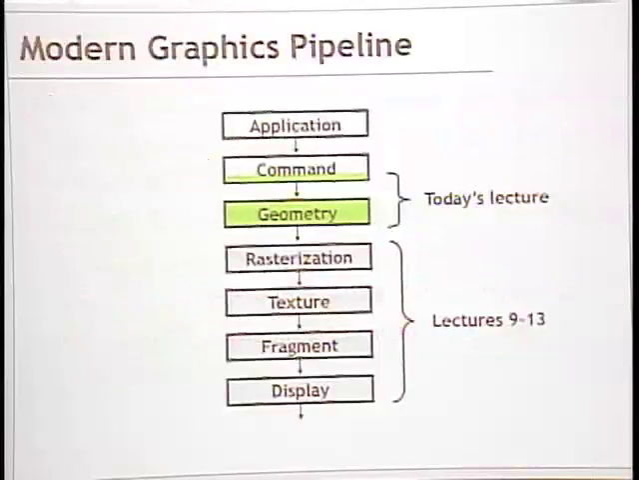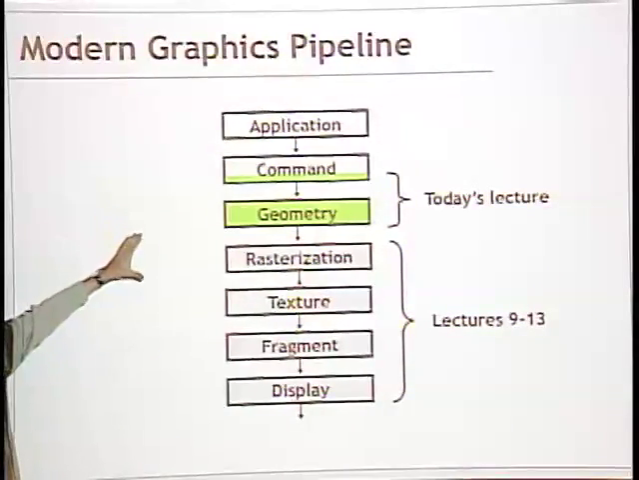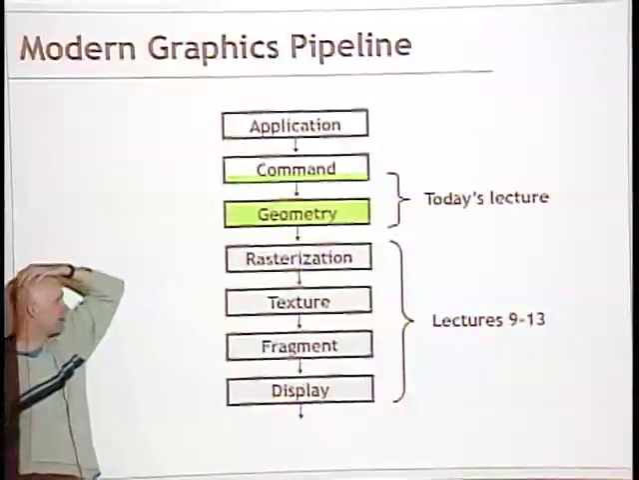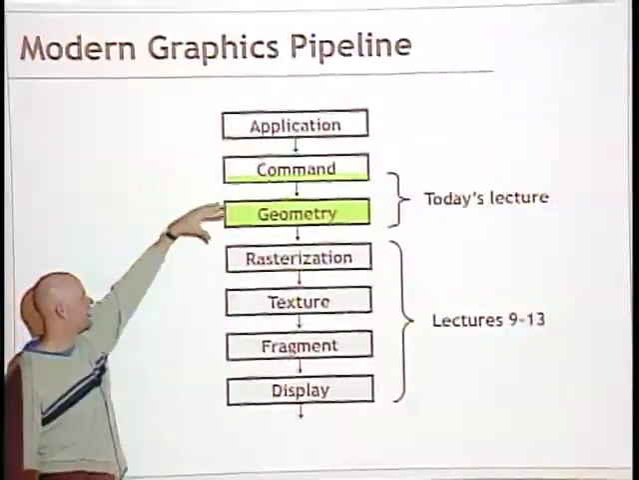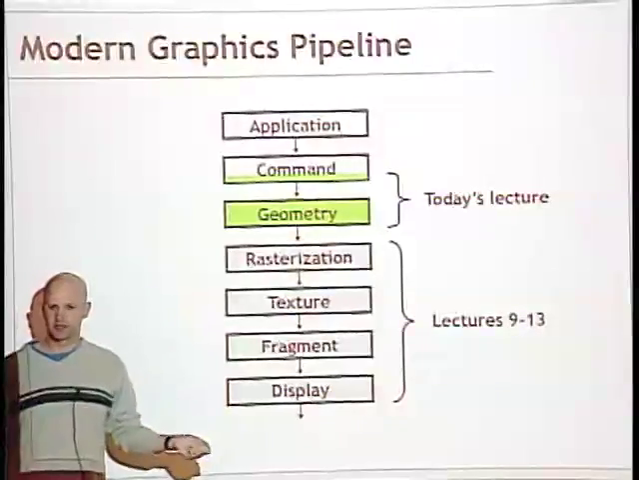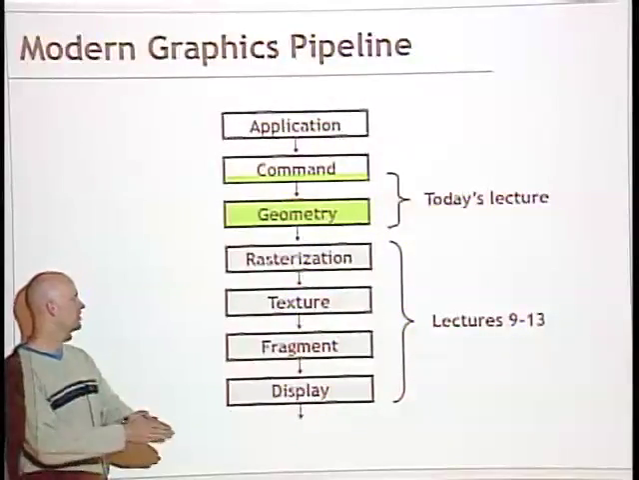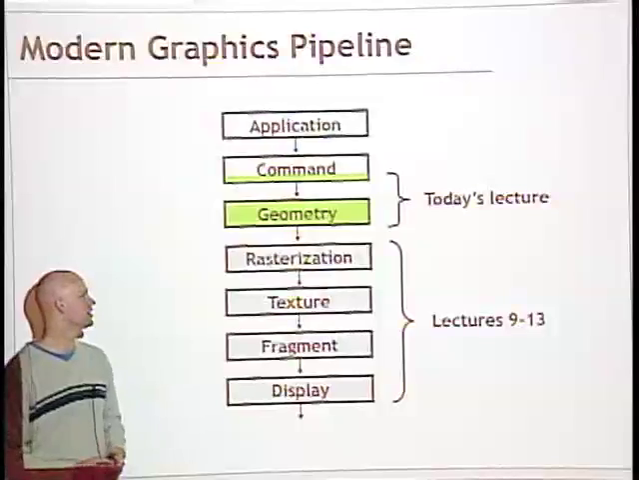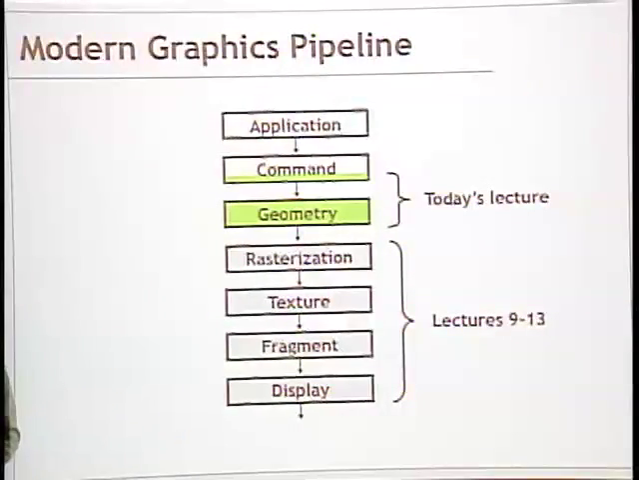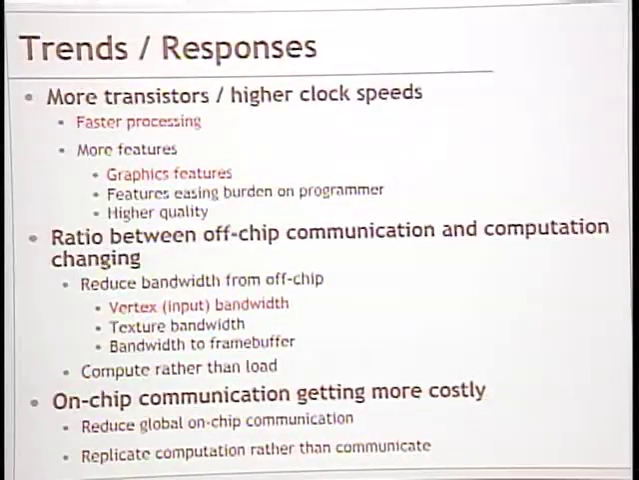So what are we talking about today? We're talking about the back end of command stuff, how we sequence things up, but mostly we're talking about the geometry part of the pipeline. What comes in is a bunch of vertices and a bunch of connectivity information. What goes out is triangles, triangles in screen space, ready to rasterize. So how do we do this most efficiently? In particular, I'm going to concentrate on faster processing, what new features we put in, and how we deal with vertex bandwidth. These are the things I'm concentrating on today.